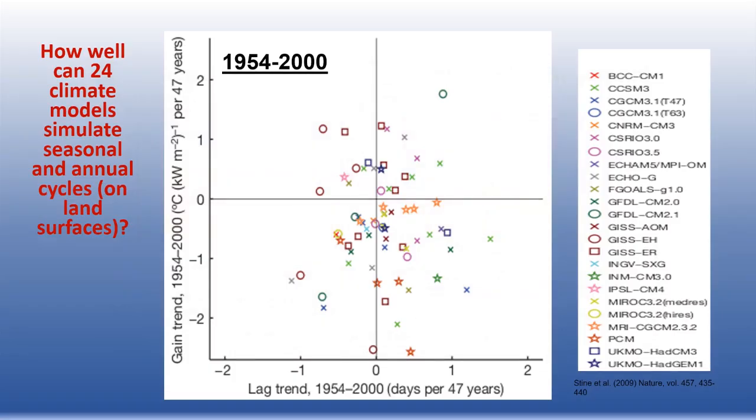In yet another diagram comparing model versus output, we see the results of 24 climate models simulating seasonal and annual cycles on land surfaces. How does this compare with the actual observations? Well, as you can see, the observations are a good deal different than the model parameters.